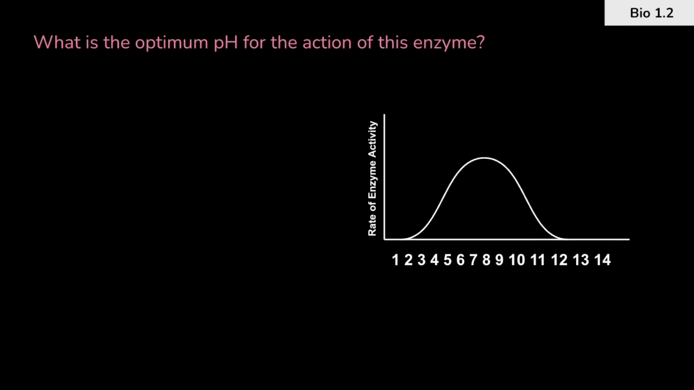And so we might see a graph like this here on a test where we're asked what the optimum pH is for a particular enzyme. And so we're going to look here on the graph to where the point is the highest, and we can see that it goes down to about 8. So a pH of 8 means that this enzyme will perform best in an environment that has that pH.